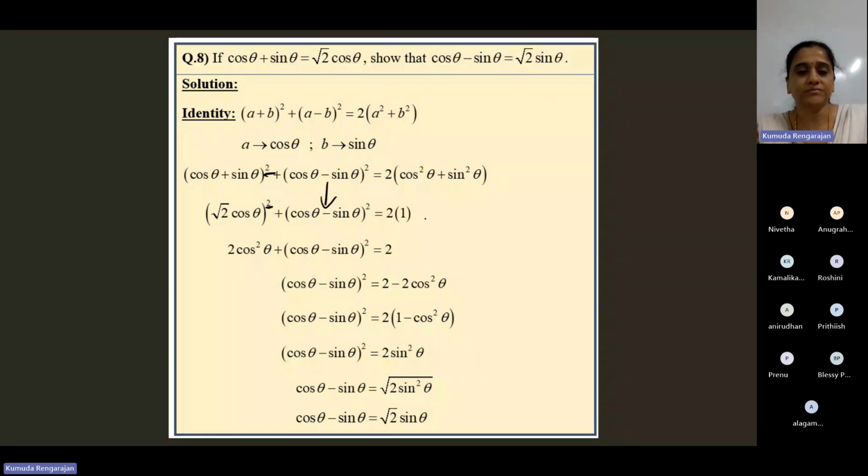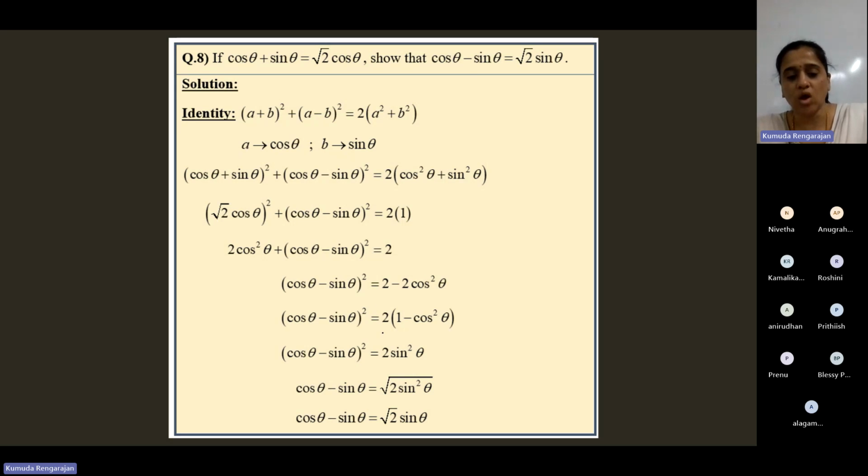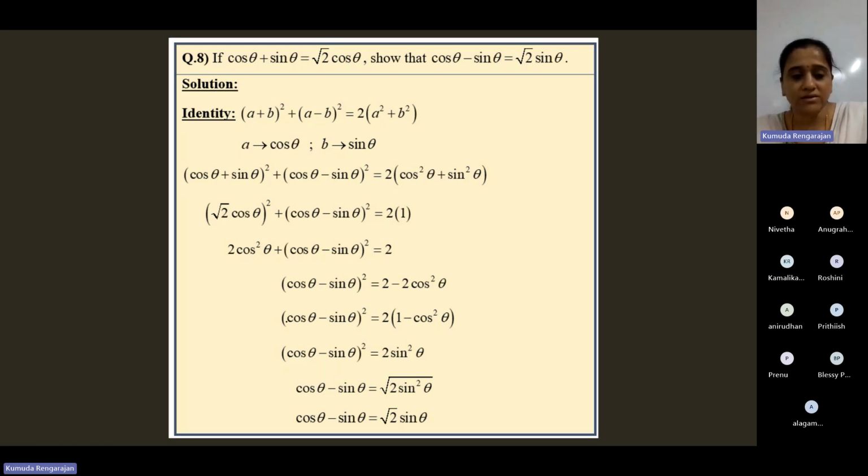Here 2 into 1. Now we have to find the value of this one, so have this on the same side. Transpose this. Transpose this. So after transposing, 2 is common, and then we have 1 minus, and this one will come as it is. So here 2 is common, 1 minus cos square theta in the bracket. 1 minus cos square theta is sin square theta. And this one, the whole square, is 2 sin square theta.